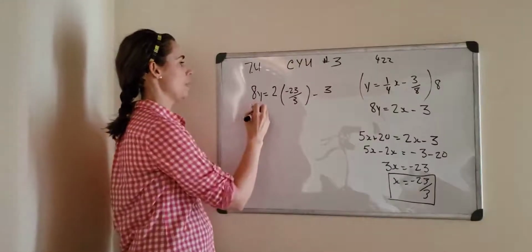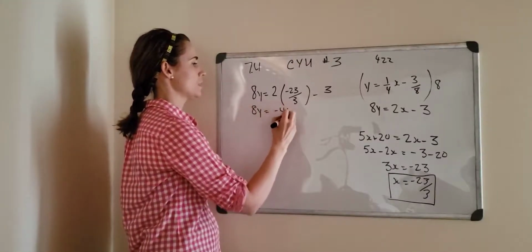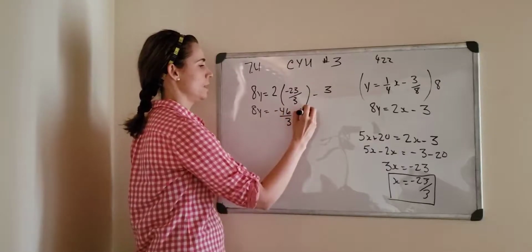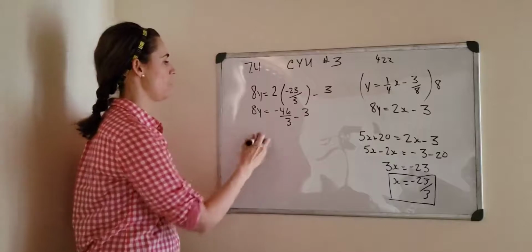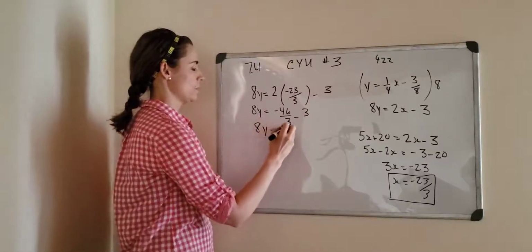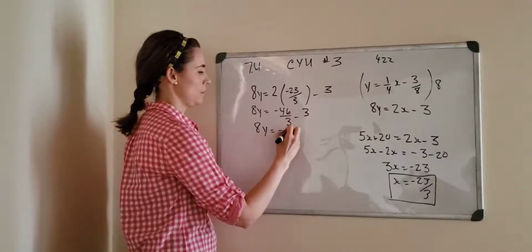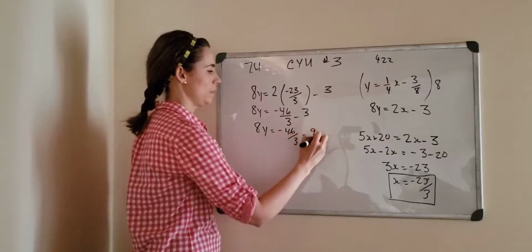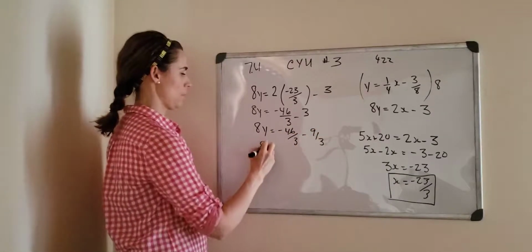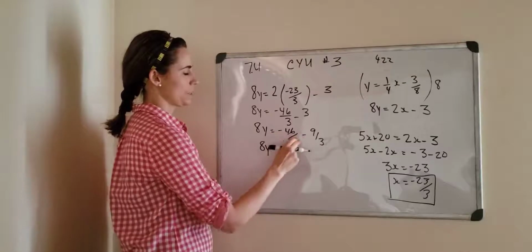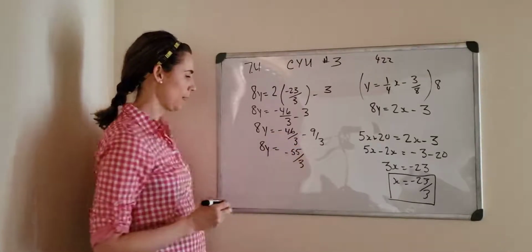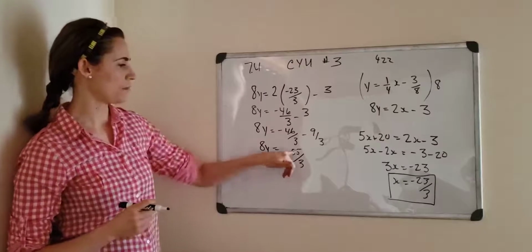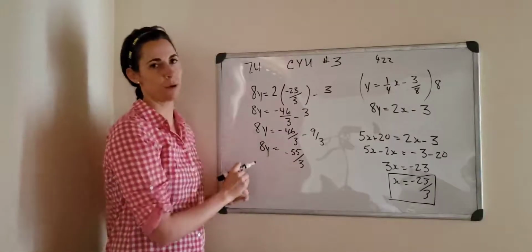All right, so 8y equals -46 over 3 minus 3. Okay, again, we're trying to solve for y. 8y equals, let's combine these terms now. Let's get a common denominator. Okay, 8y equals negative 46 minus 9 is minus 55 over 3. Now we have 8y equals negative 55 over 3. Let's divide both sides by 8.